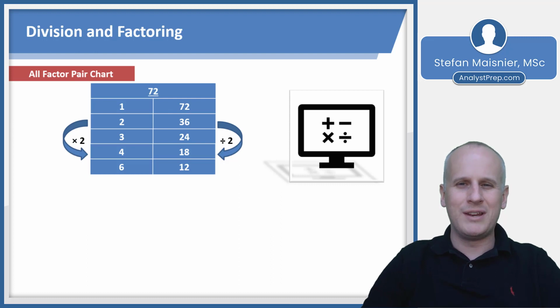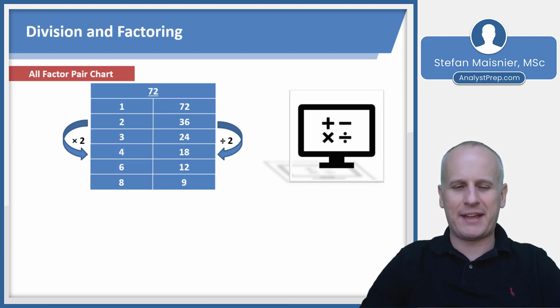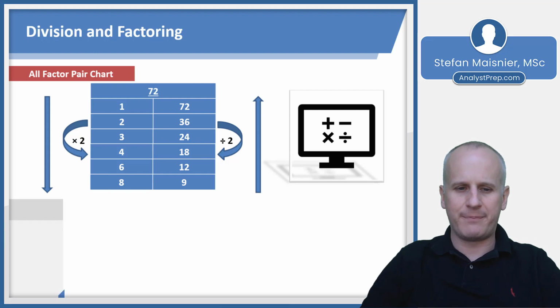So that allows us to manually recognize that 6 is going to go into 72 12 times based on the proportionality. We know that 7 goes into 70 evenly, and 72 is just 2 above that. So 7 won't go in evenly. But 4 went in an even number of times. So 8 must go in exactly half that number of times, or 9 times. And as soon as you go down on one side and start counting up on the other, you are done with your factor pair chart.